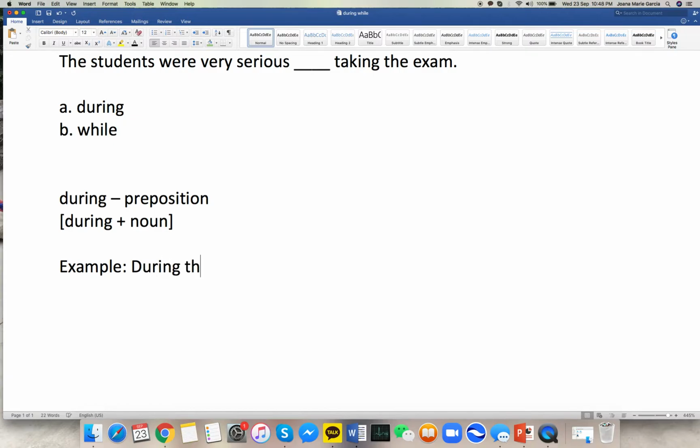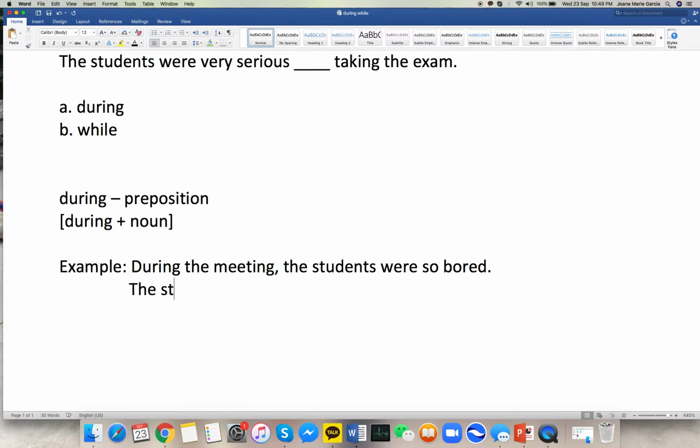During the meeting, the students were so bored. In that case, as you can see, I put a comma there because we moved an adverb in front of the sentence. I tackled that in one of the videos before, so if you want, you can watch it to know more about this.